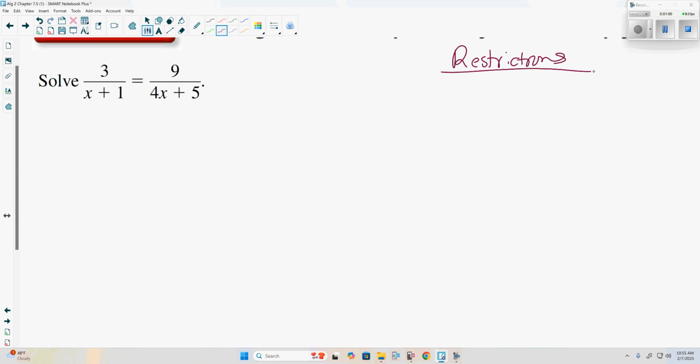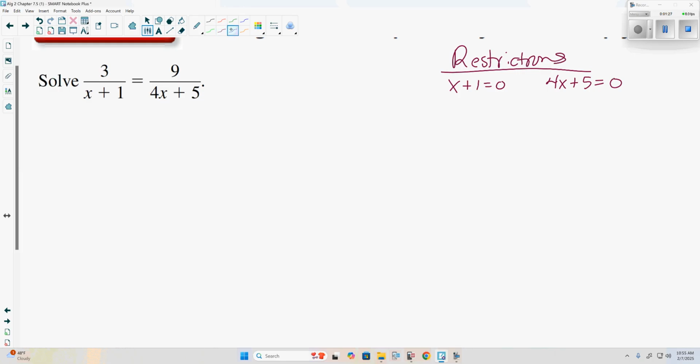Because if we get a value of x as the solution that would make one or more of the denominators be 0, it's not going to work. So the two denominators, the places where we could get a division by 0, are x plus 1 and 4x plus 5. If a value of x that we get when solving makes either one of these be 0, it's not going to work, and we would throw that solution out.